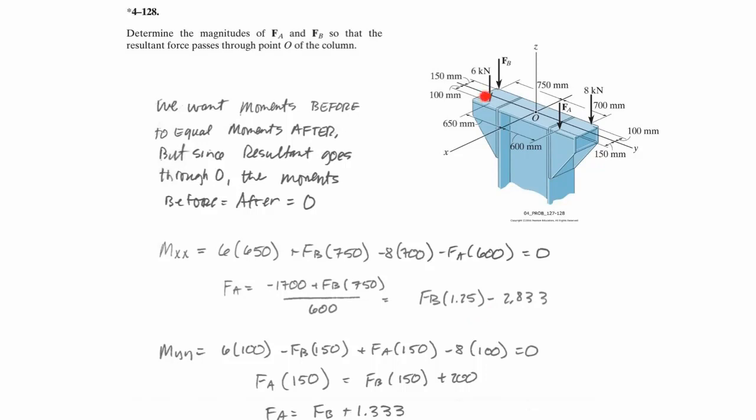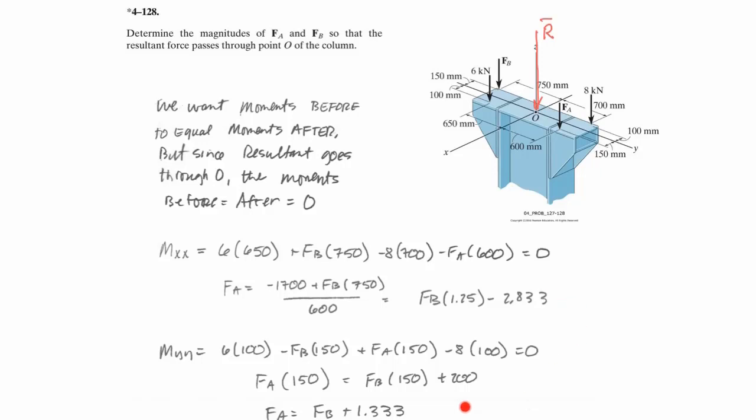So now let's sum the moments about the y-axis. In the positive y direction, I have 6 and FA, and they both have lever arms. Actually, I beg your pardon. The 6 has a lever arm of 100 millimeters, and FA has a lever arm of 150 millimeters. Those are both going in the positive y. In the negative y, I have 800 times that lever arm, and FB times that lever arm. Those are both going in the negative y. So I sum that up, and again the result has to be equal to 0, because the resultant goes right straight down there. And then doing the arithmetic, I get FA is equal to a function of FB.